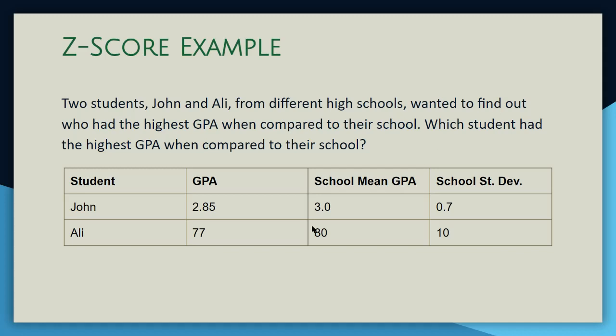So we're going to look at z-scores. Where is John relative to his mean? Where is Ali relative to his mean in terms of standard deviation?